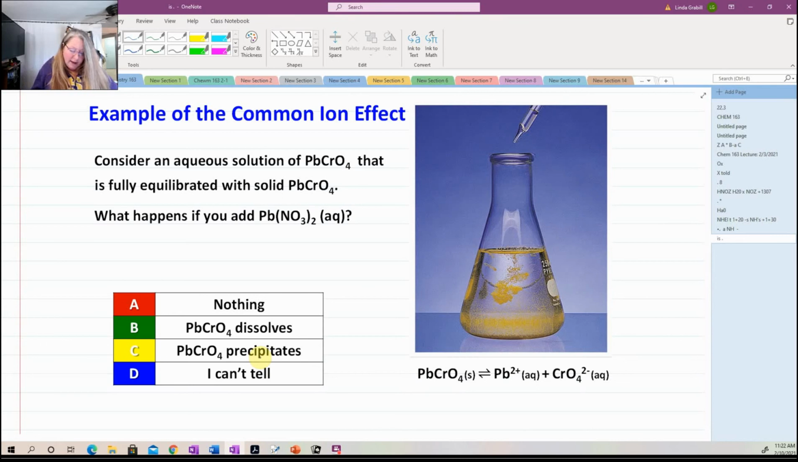Let's see. If I'm adding my lead nitrate, I'm going to end up with my Pb2+ and NO3-. So the NO3- isn't really doing anything to this, but the lead 2+, I'm adding it here, so I'm shifting equilibrium back this way. The only reactant I have in this case is the solid. So the word that we have for that is that I'm going to precipitate out solid from that solution.